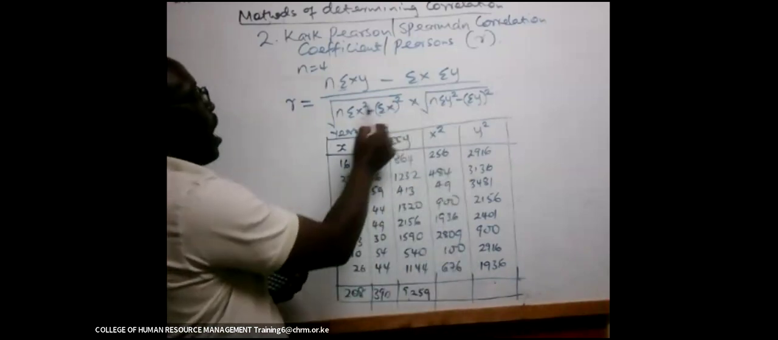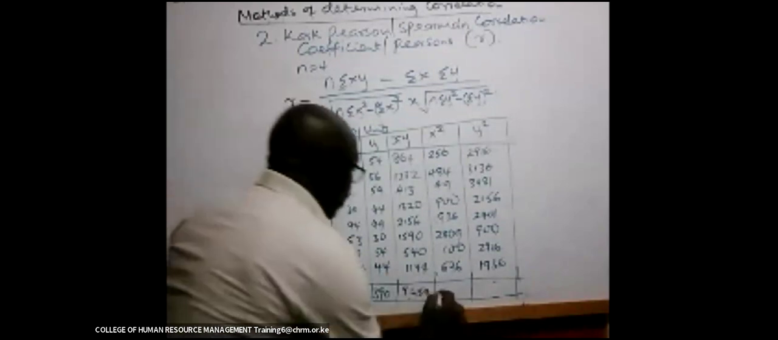You go ahead and add the x squared so that you can get the sum of x squared. 256 plus 484 plus 49 plus 900 plus 1936 plus 2809 plus 100 plus 676. You get 7210.